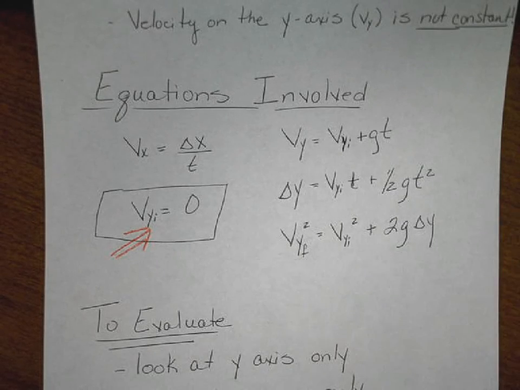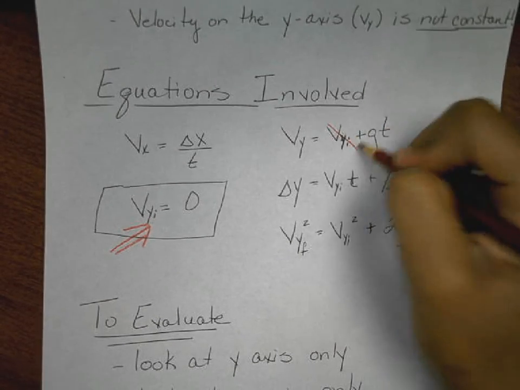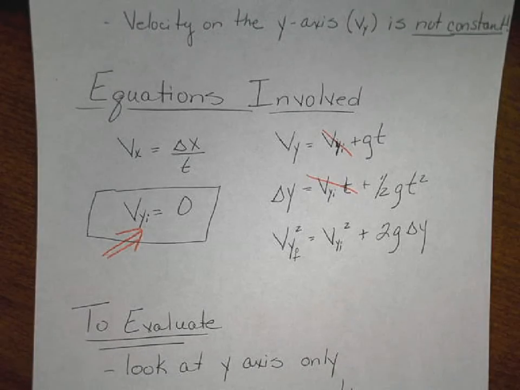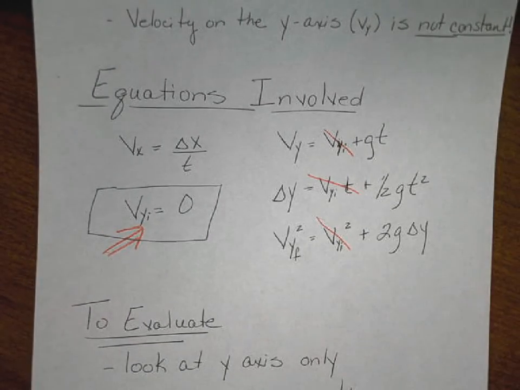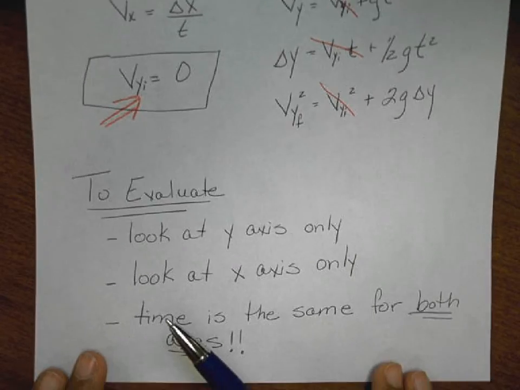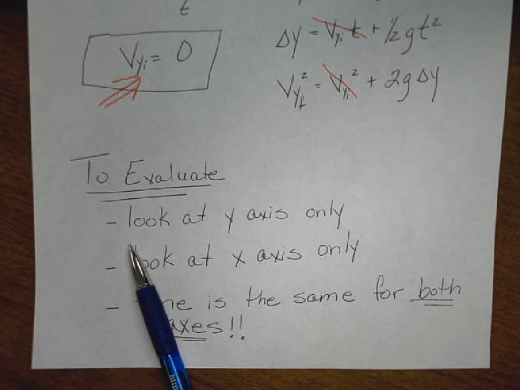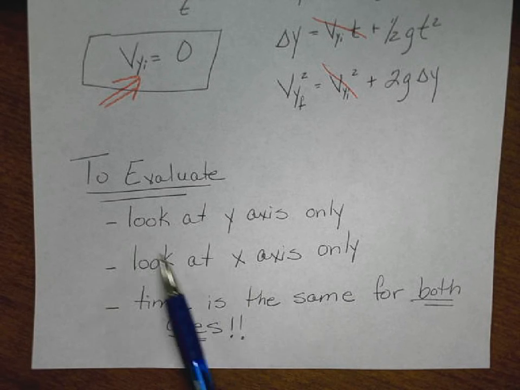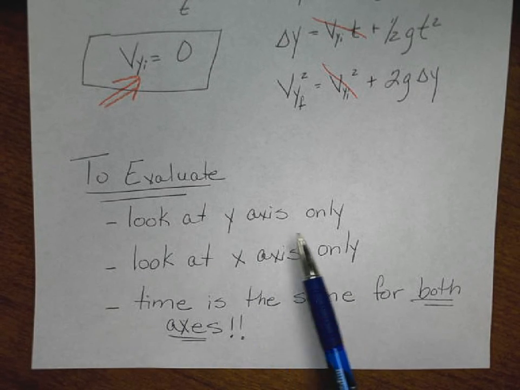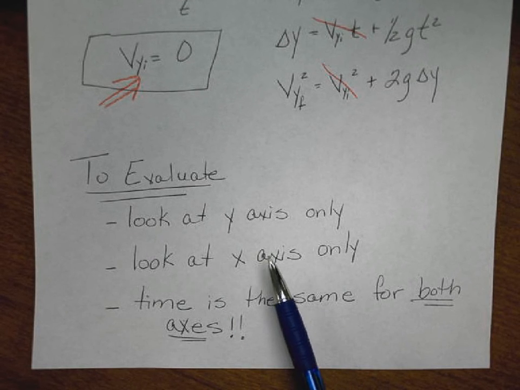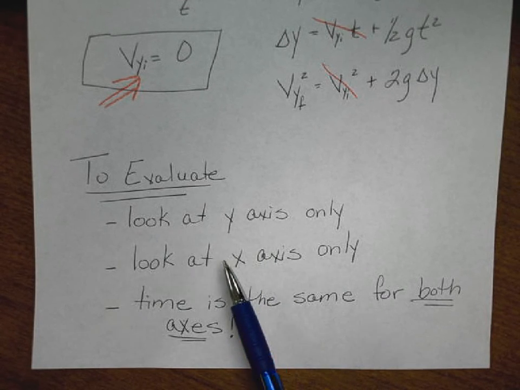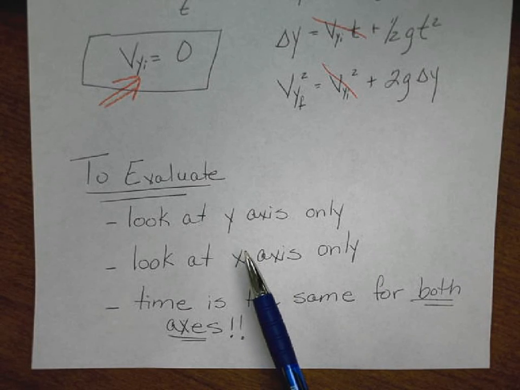Well, knowing all that, then all these equations become really simple. I can get rid of that, I can get rid of that, and I can get rid of that. So that's why I always like to look from the top coming down, because the initial velocity is 0, and you should know this from free fall. So when we evaluate projectiles, you have to evaluate it separately. First, you can look at what's going on the x-axis only and then the y, or you can look at what's going on the y-axis and then the x. All right? You look at them separately, not together. I'll show you what I mean in a second.